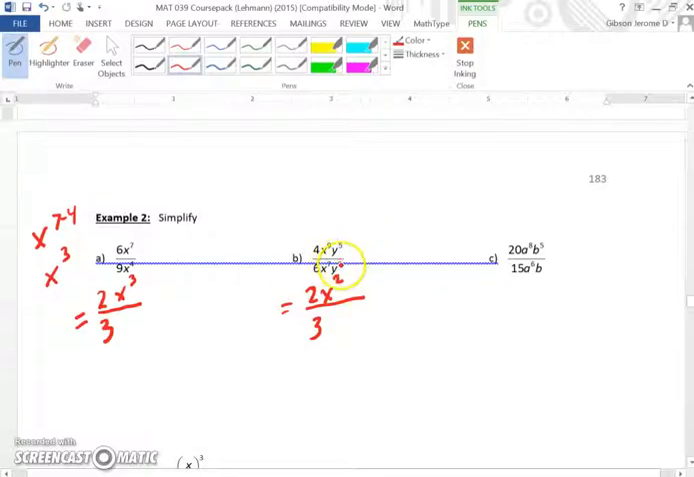Now we go here to the y's. Y to the 5th, y squared. We know 5 is larger than 2, so it'll be y. 5 minus 2 is 3. So it'll be y to the 3rd. And this is our final answer.